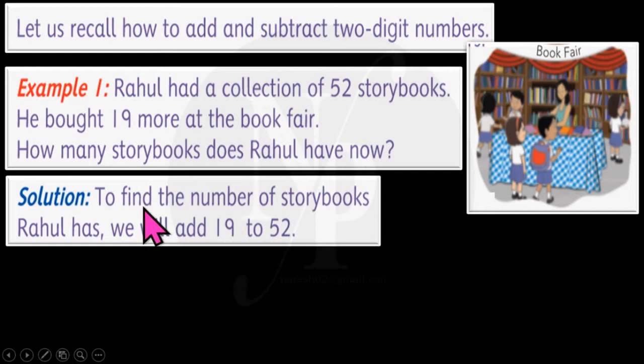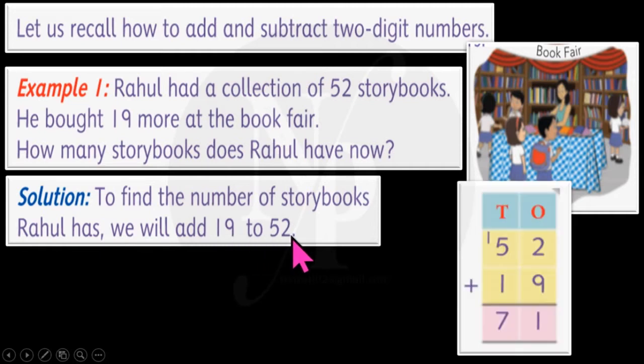Solution. To find the number of story books Rahul has, we will add 19 to 52. Let us write down the numbers vertically, one below the other, that is 52 plus 19. After writing them down, we add starting from the digits at the ones place. So we add 2 and 9. When you add 2 and 9, what do you get? 2 plus 9 is 11.